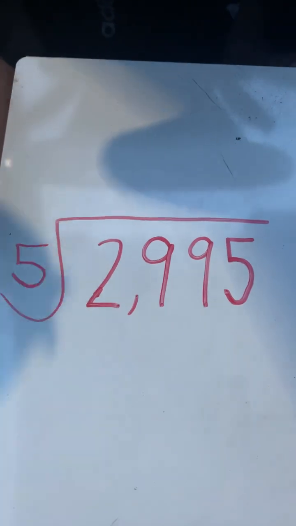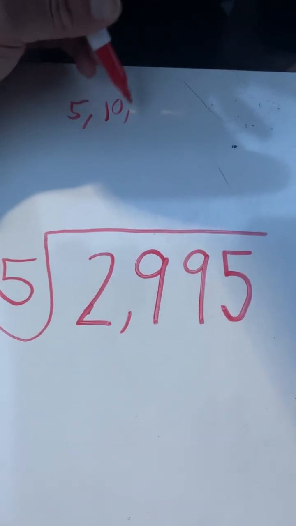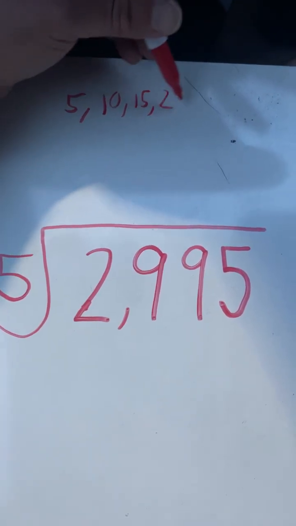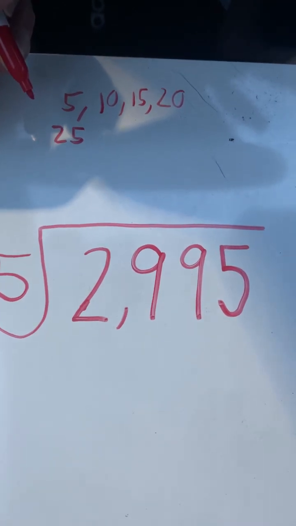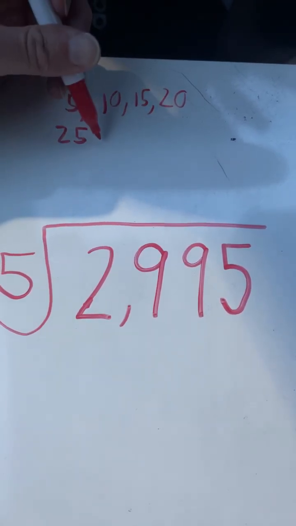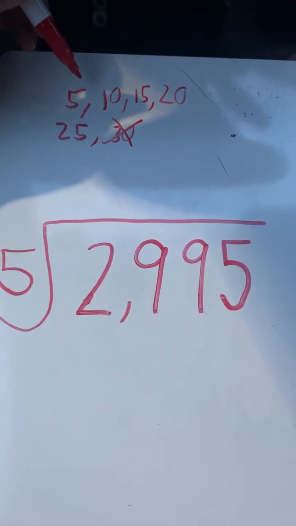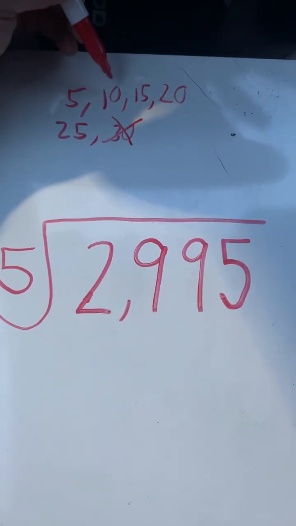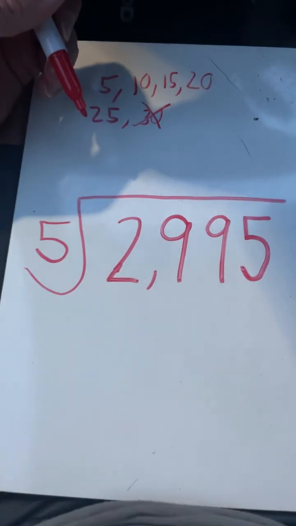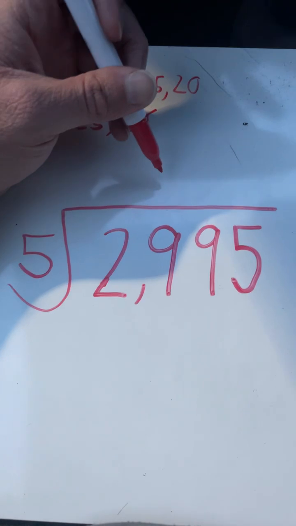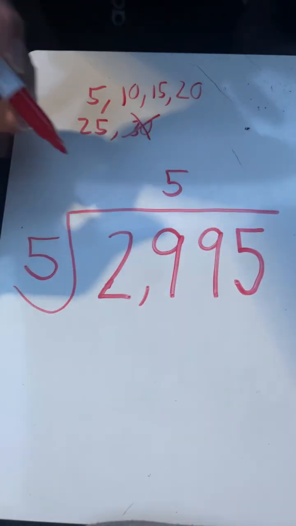So if I count by 5s, 5, 10, 15, 20, 25, 30 would be too far. 30 is more than 29. But I was able to get 1, 2, 3, 4, 5 groups of 5 within the number 29. So 29 divided by 5 equals 5.